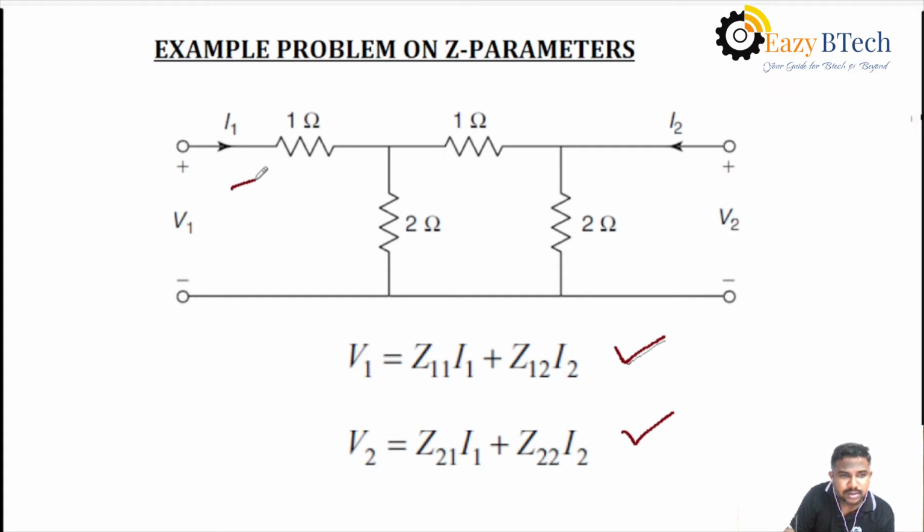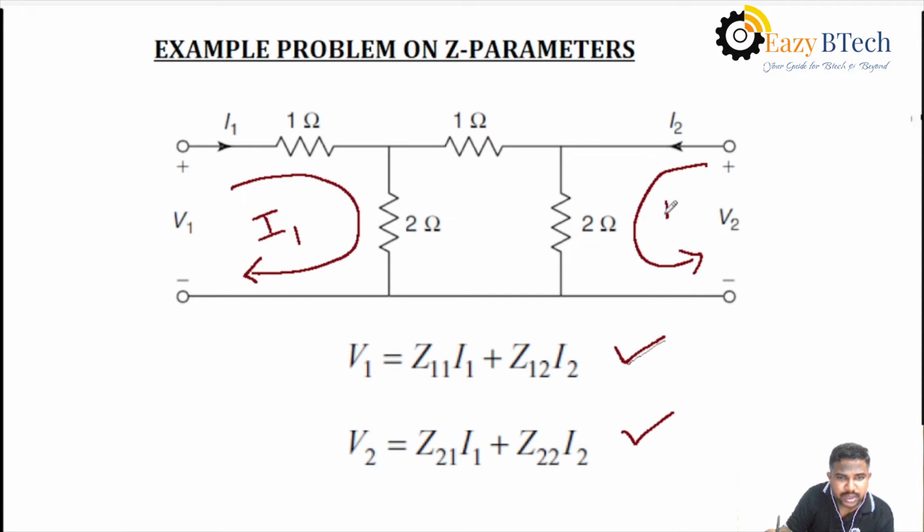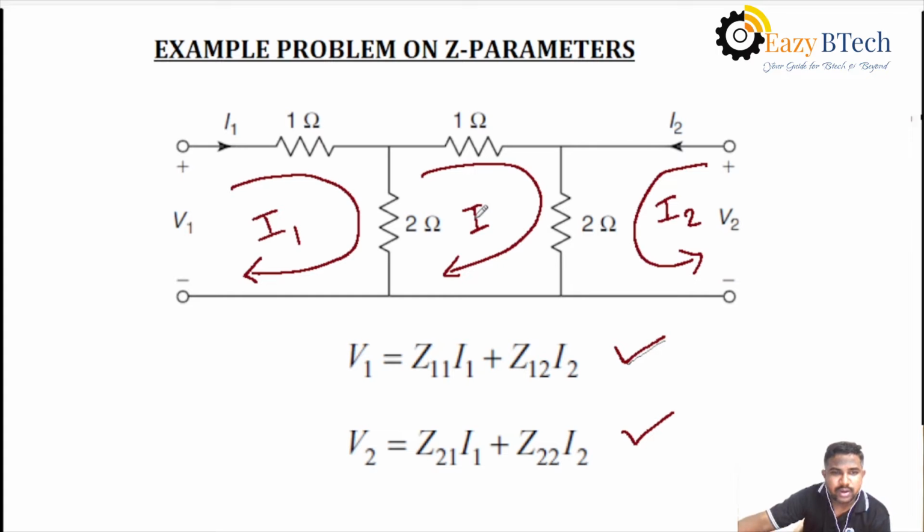For that, you have to consider here in this circuit, we have three loops. The current taken as I1 and in the last loop, the current taken as I2. Both currents are having the same directions. That is, I1 is away from V1 as well as I2 is also away from V2. And similarly, you have to take the middle current. For example, I am taking it as current I.